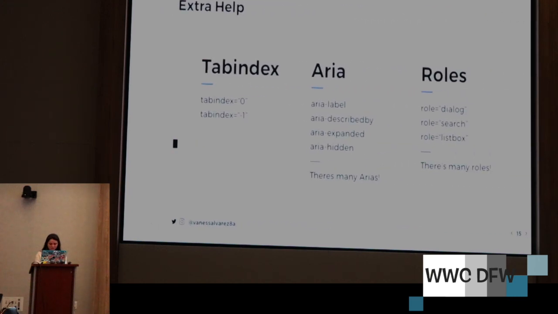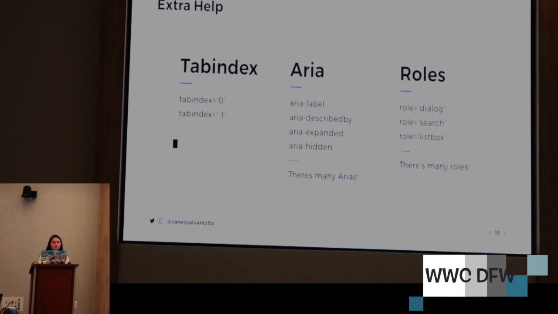Sometimes native HTML doesn't do the job, and this is where we get the extra help. We get these attributes that are going to help us to make our components and elements accessible. So we have tab index, Aria, and role attributes. I'm going to start explaining the tab index.